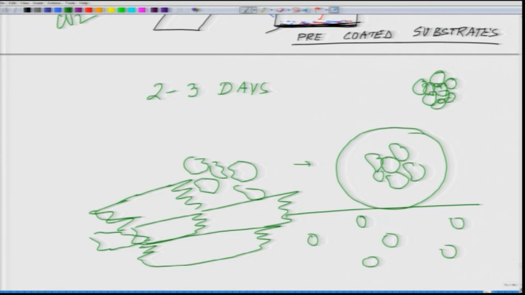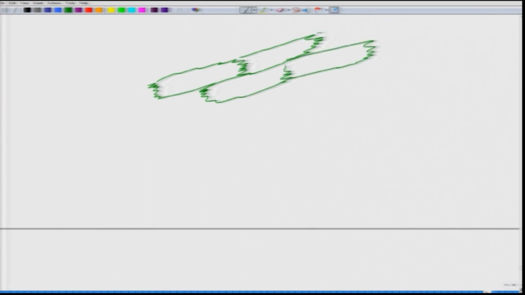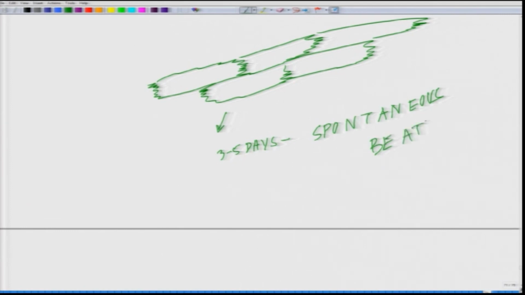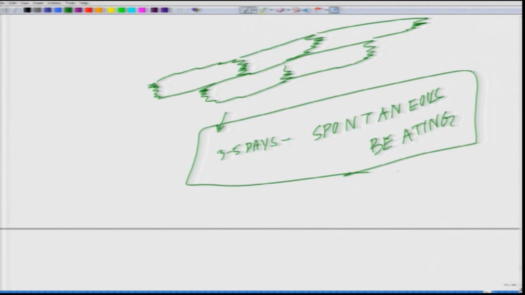This is the classic morphological aspect that you see with the cardiac myocytes. Something like this. Okay. Now, these cells after 3 to 5 days will spontaneously beat, spontaneous beating. It does not need any additional features into it.